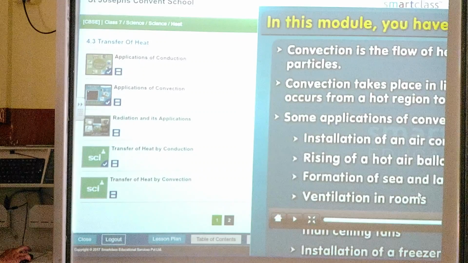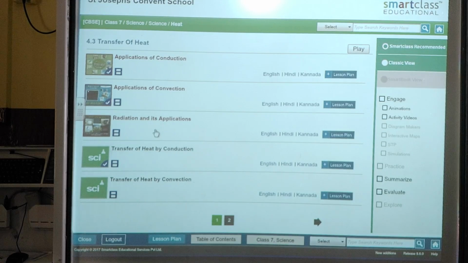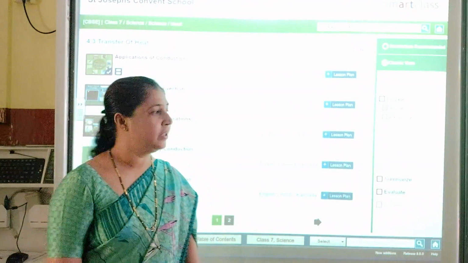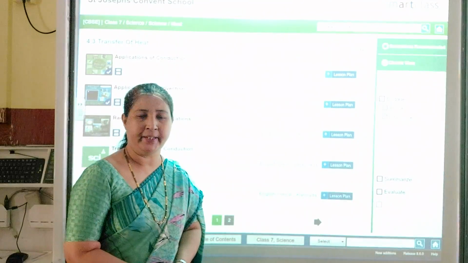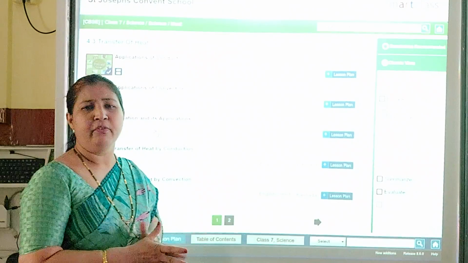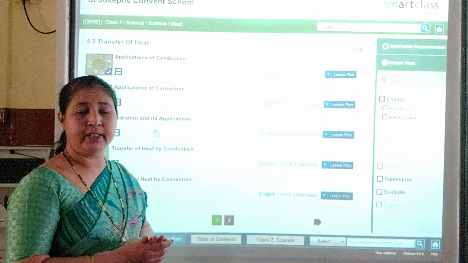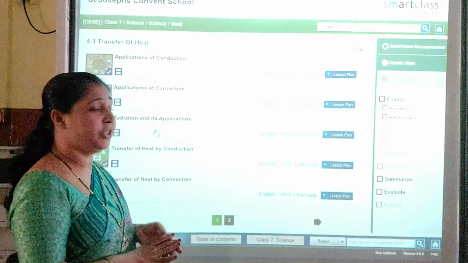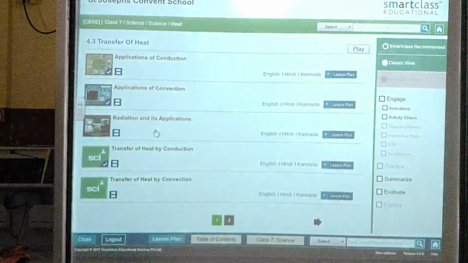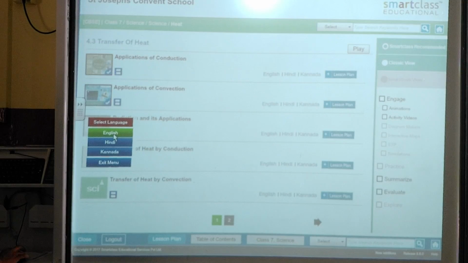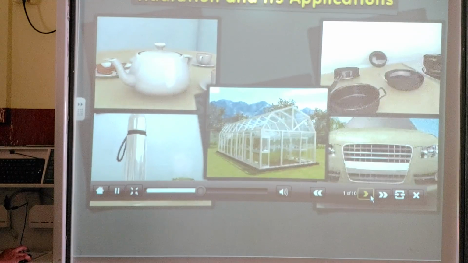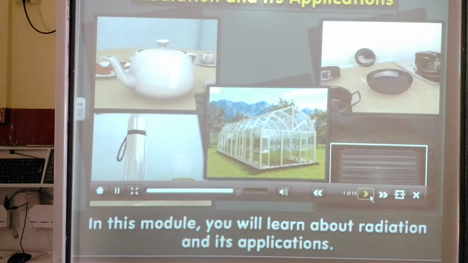So now let us study about radiation. Now we have studied conduction and convection. So now radiation and its applications. Already I told you what radiation is. Radiation is again a transfer of heat, but there is no medium required. Without a medium, the heat is transferred from one place to another. As I said, conduction takes place only in solids, and convection takes place in liquids and gases. In radiation, there is no medium. In this module, you will learn about radiation and its applications.